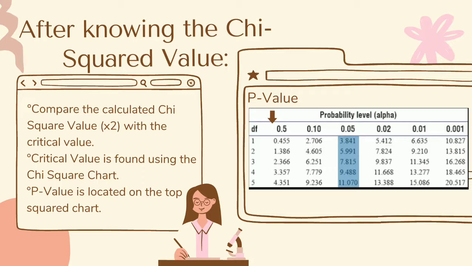Okay, so after knowing the chi-square, compare the calculated chi-square value X squared with the critical value. Critical value is found using the chi-square chart. P-value is located on the top of the chart. So classmates, once you are done getting the chi-squared value, the next thing to do is to compare the chi-squared value to the critical value. The critical value can be found in the chi-squared chart, which is the part colored blue, while the p-value is at the top, which is 0.10, 0.05, 0.02, and so on.